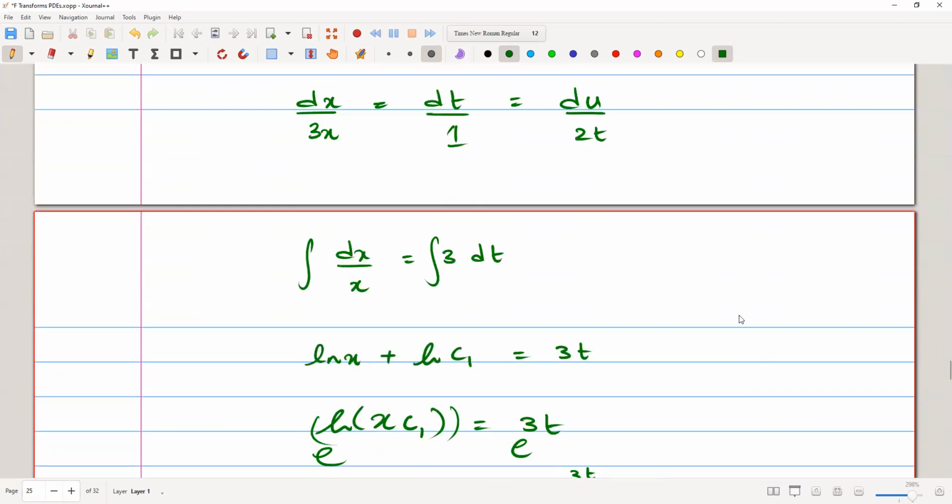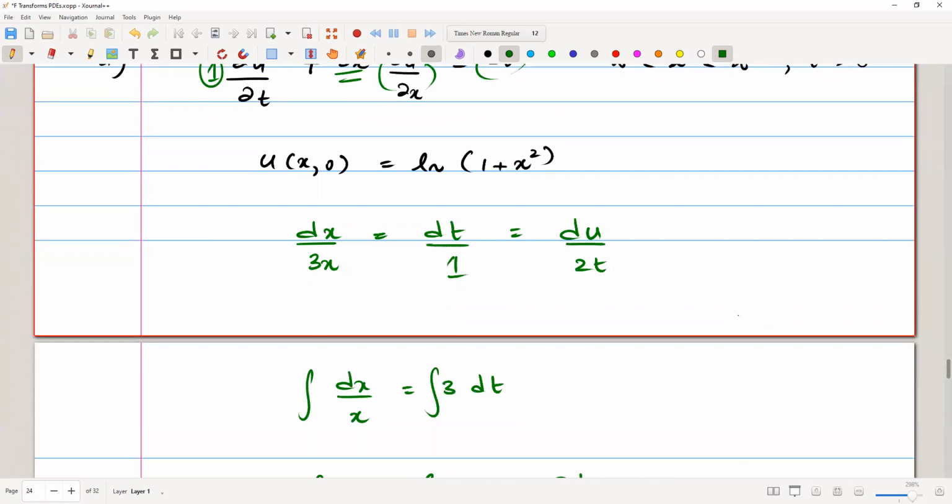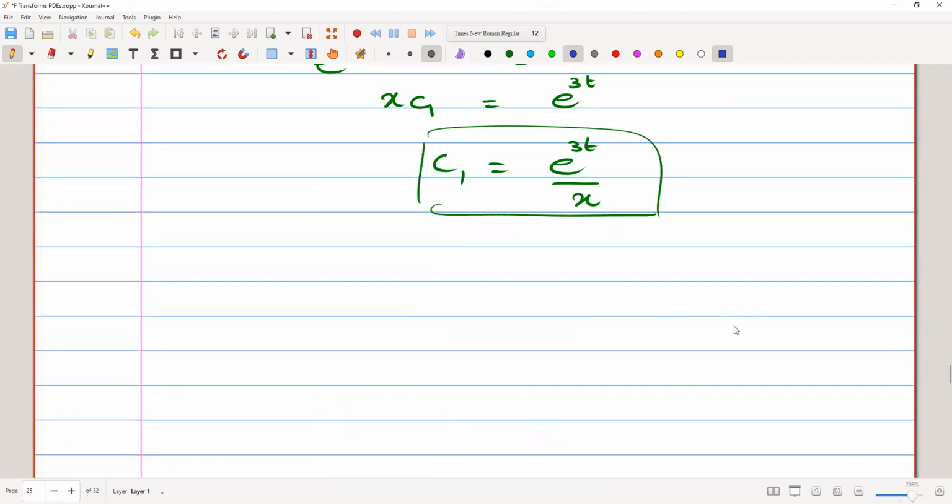Now we can just check whatever pair we can take here. So we cannot take this pair, because this is a function of t, and here we have a function of x, and the derivatives are dx and du. But if we look at this here, dt over 1 and du over 2t, so it's feasible. So dt over 1 equals du over 2t. Again, we can shift this to the right side. So it will be 2t dt equals du.